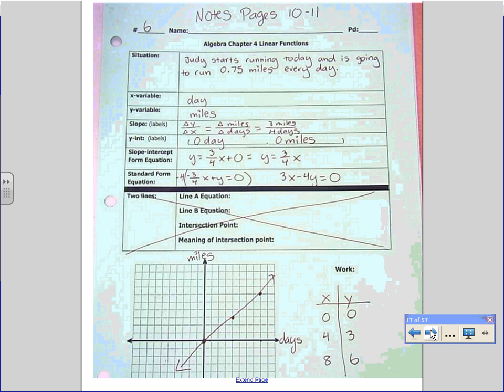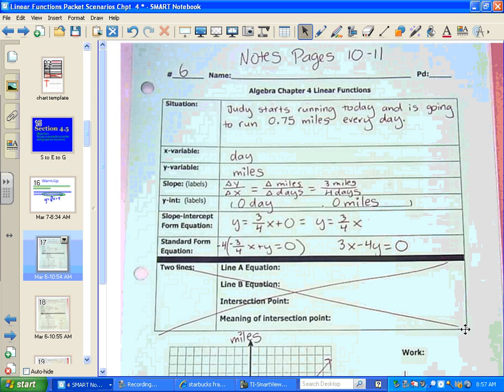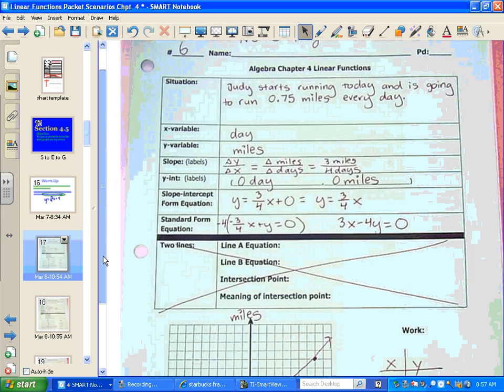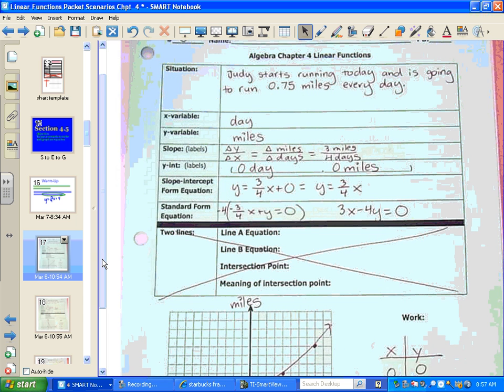When I checked homework today, a lot of you did not have 3 different forms of slope. You must have 3 forms of slope. I know it's maybe annoying to some of you, but you need to have 3 forms for your test. Slope should be change of y over change of x, change of miles over change of days, and then 3 miles over 4 days. Make this a little bit bigger for now. So 3 parts for slope.